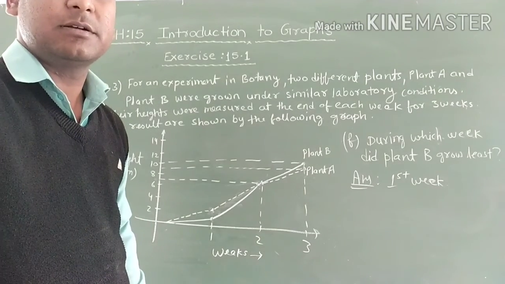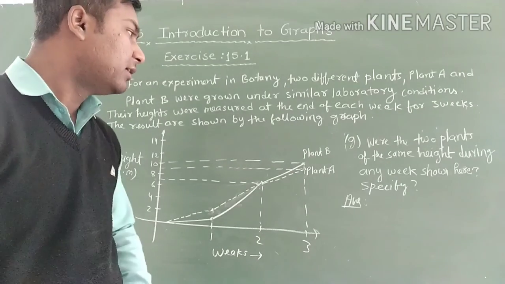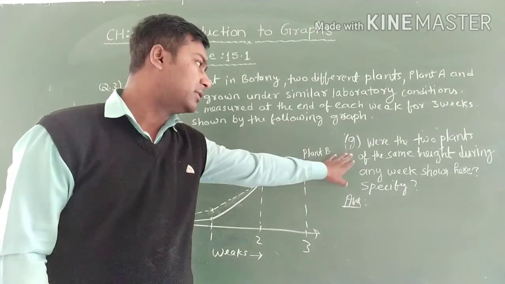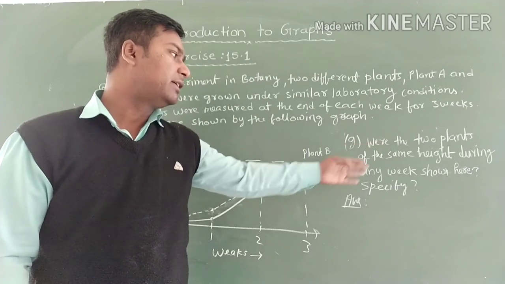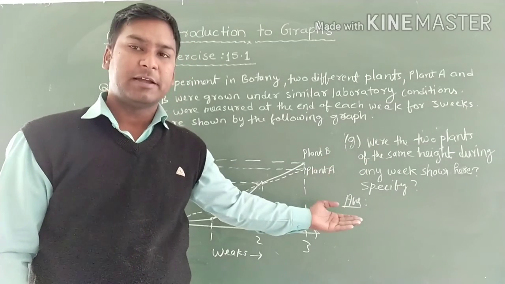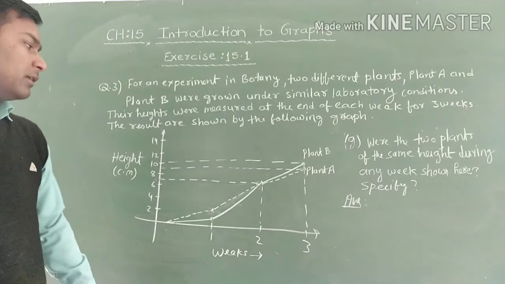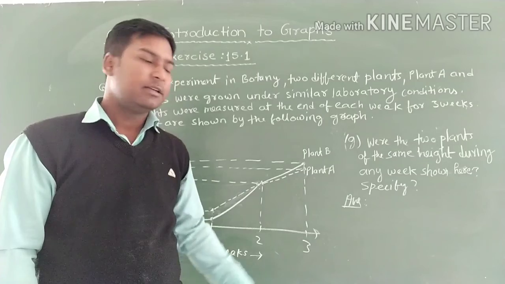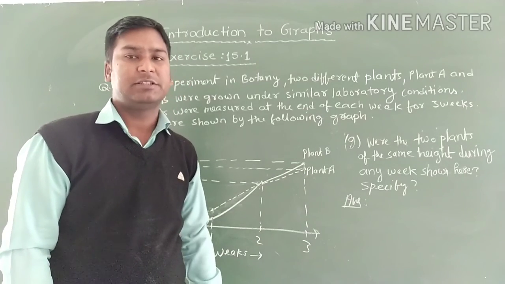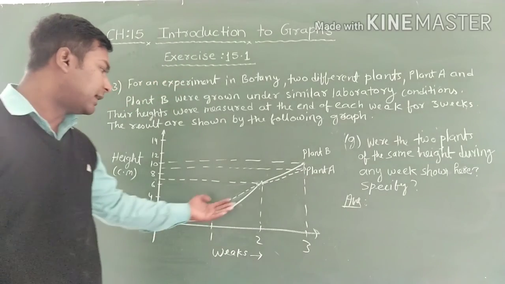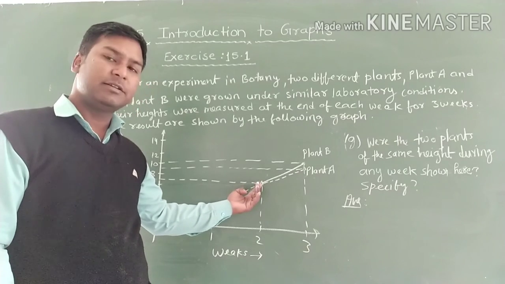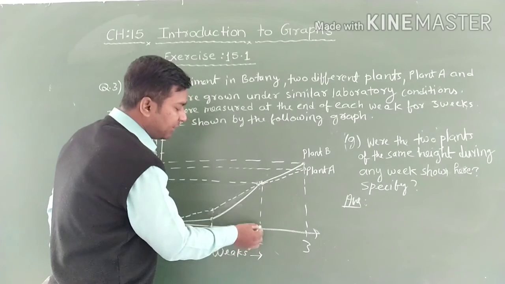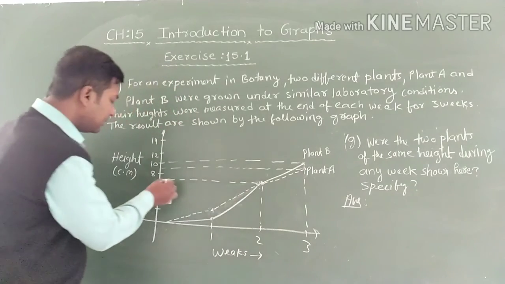Now the next one, question number G. This is the last part of the question. Were the two plants of the same height during any week shown here? Specify. Okay. So these two plants, plant A and plant B, at which week do these two plants get the same height? See here, at this point the two graphs meet. At this point, after the second week, the height of both plants is 7 centimeter.